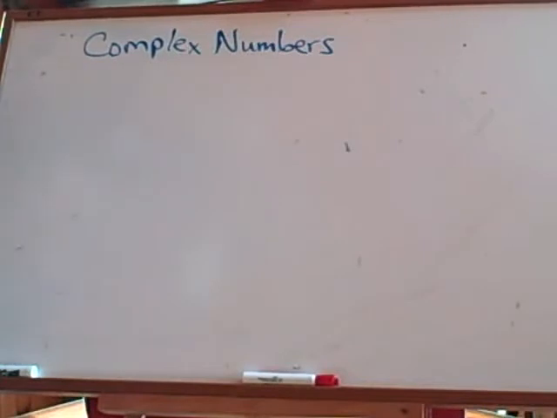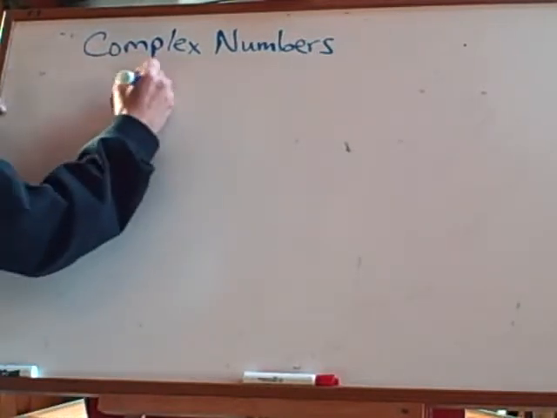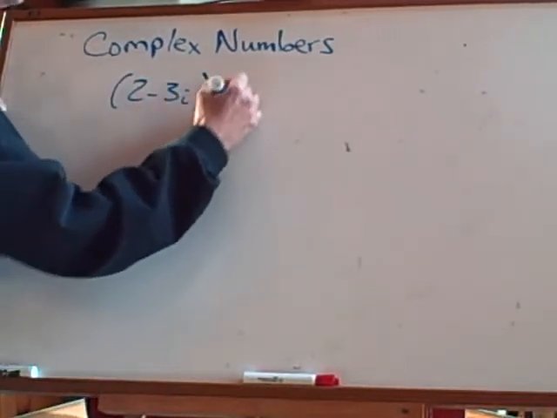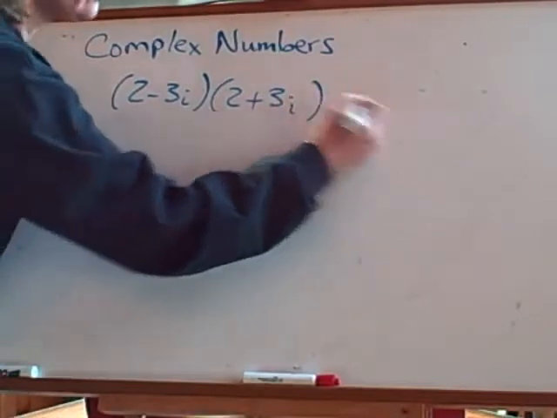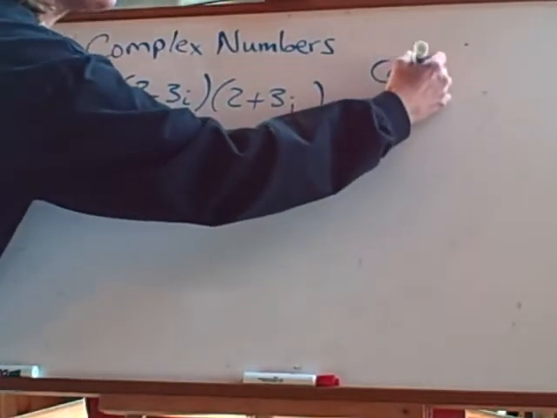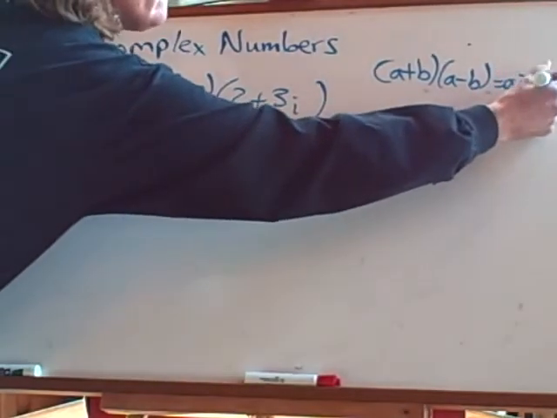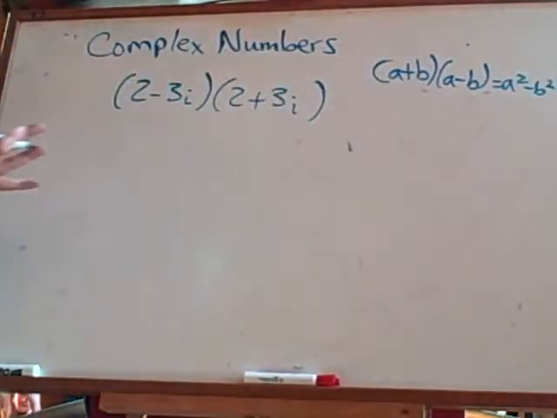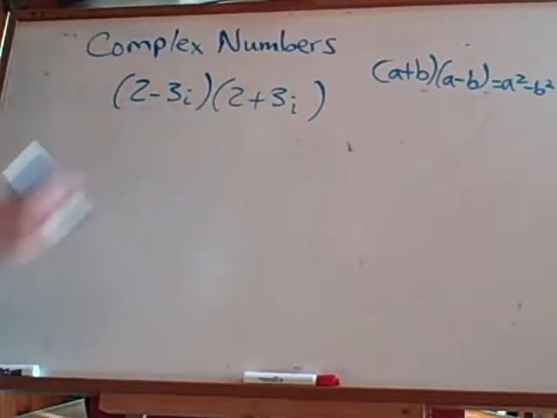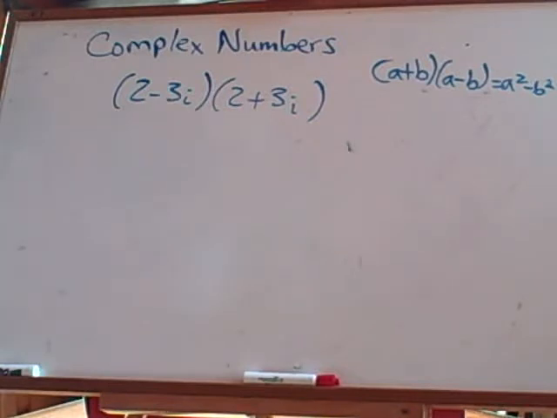All right, on this one, 2 minus 3i times 2 plus 3i. Now, can you tell me what this looks like? Before we get started, do you remember that a plus b times a minus b was equal to a squared minus b squared? This was your difference of two squares and how you factor it. Well, guess what? This is going to be very much like that. This is cool because it's going to end up knocking out all the i's. You're going to end up with a real answer here.